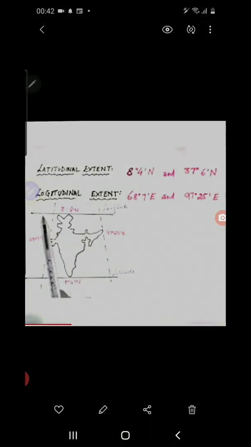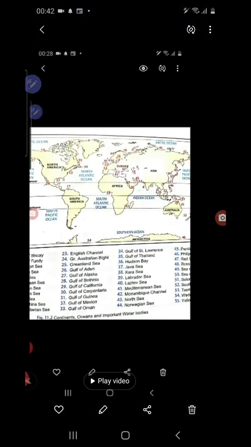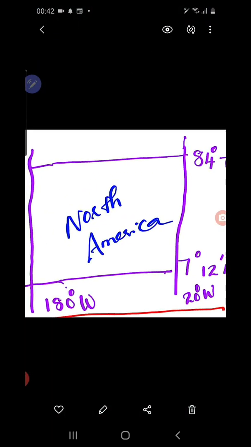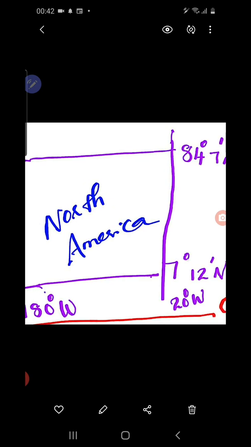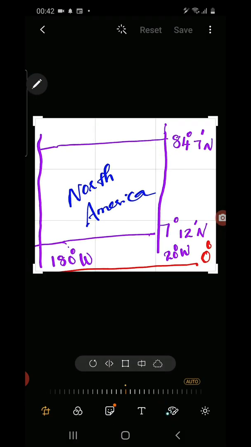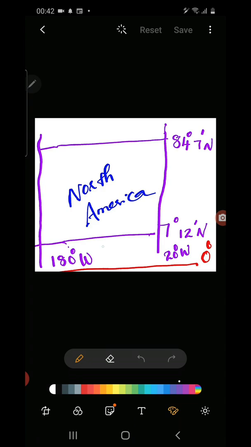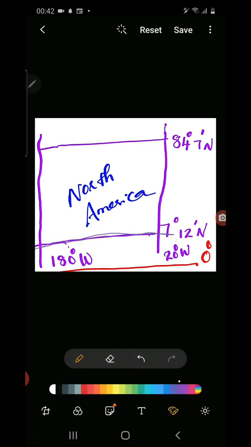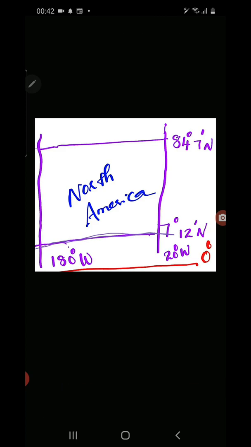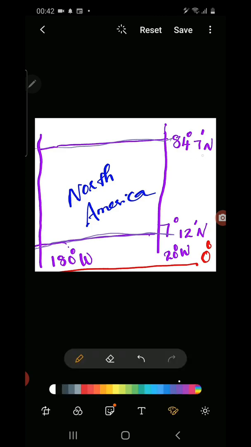So accordingly we will see the latitudinal and longitudinal extent of North America. You see here, suppose North America is here. So what is the latitudinal extent here? You can see here the latitudinal extent 70 degrees. So what is the latitude here? Horizontal line is called latitude. Okay, so latitudinal extent, this is the latitude. You see the value of this latitude is 7 degree 12 minutes north, and this latitude is 84 degree 7 minutes north. So this is the latitudinal extent of North America.